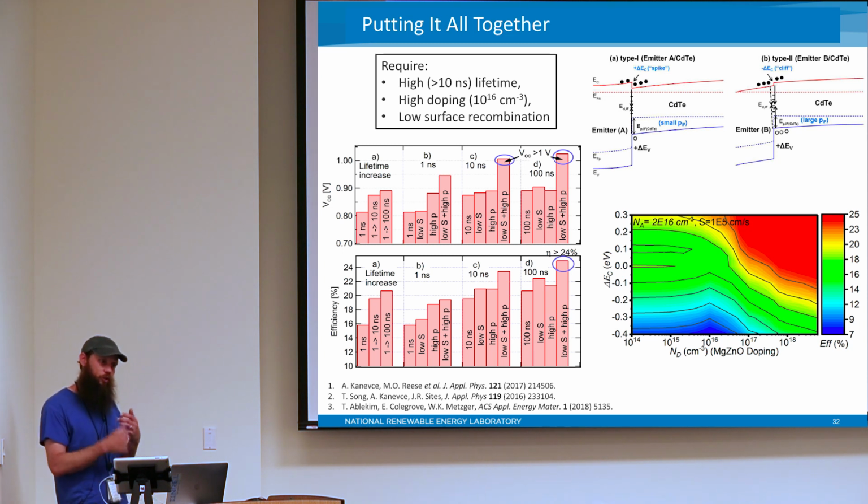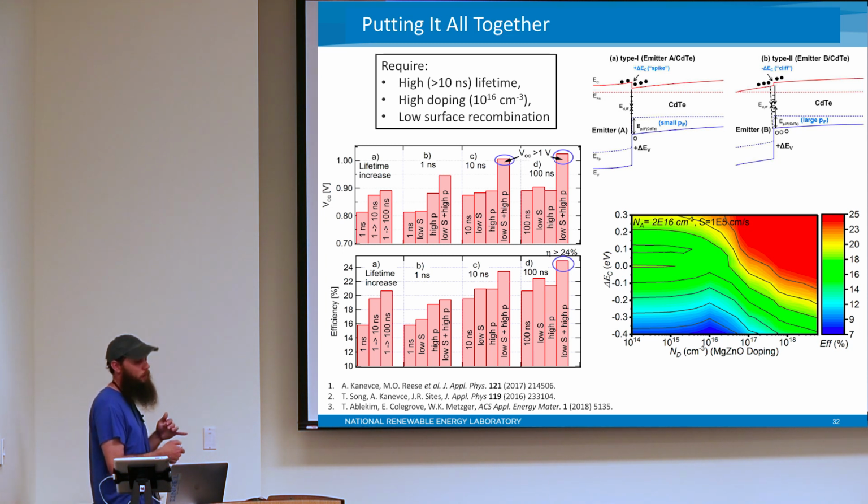So you can reduce the recombination velocity, but you can also limit how sensitive you are to it by playing with your interfaces.